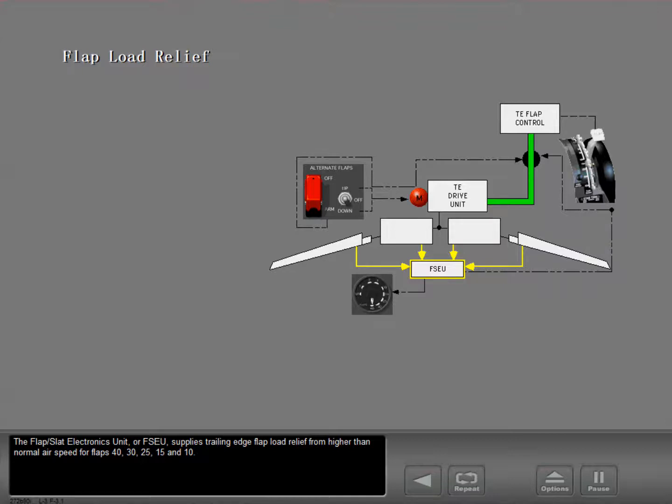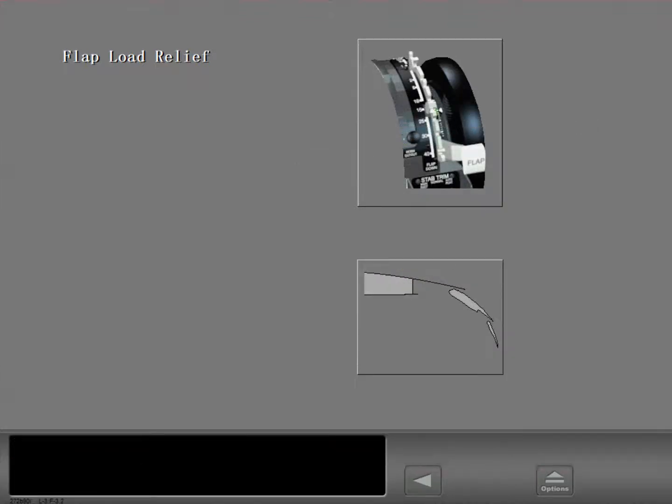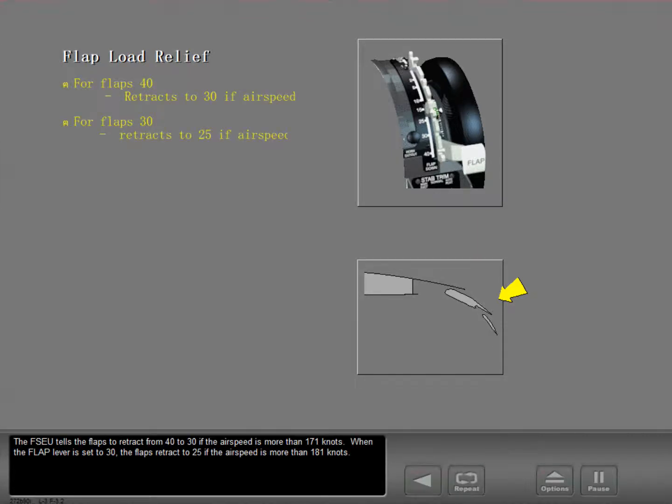The flap slat electronics unit, or FSEU, supplies trailing edge flap load relief from higher than normal airspeed for flaps 40, 30, 25, 15, and 10. The FSEU tells the flaps to retract from 40 to 30 if the airspeed is more than 171 knots. When the flap lever is set to 30, the flaps retract to 25 if the airspeed is more than 181 knots.